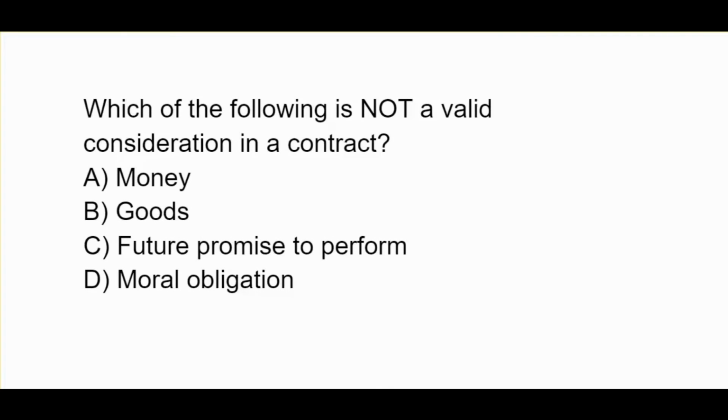Which of the following is not a valid consideration in a contract? A. Money. B. Goods. C. Future promise to perform. D. Moral obligation.